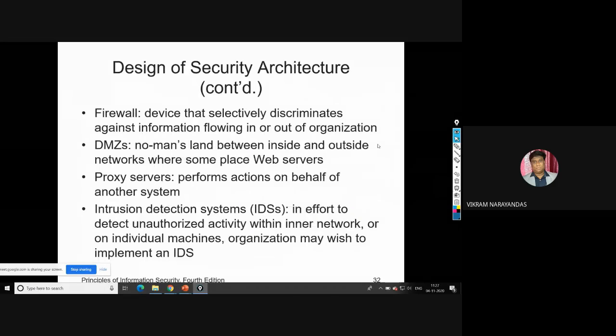So what is a firewall here? First of all, design of security architecture continues here again. What is a firewall? A firewall is a device that selectively discriminates against the information flowing in and out of the organization.